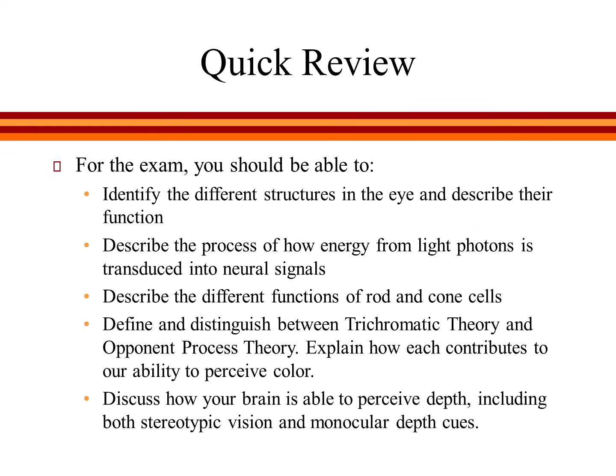In this module, we covered the process of visual perception. For the exam, you should be able to identify the different structures in the eye and their function, describe the process of how energy from light photons is transduced into neural signals, describe the different functions of rod and cone cells, define and distinguish between trichromatic theory and opponent process theory, and explain how each theory contributes to our ability to perceive color, and discuss how your brain is able to perceive depth, including both stereoscopic vision and monocular depth cues.